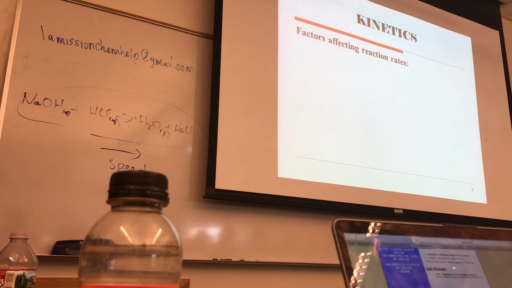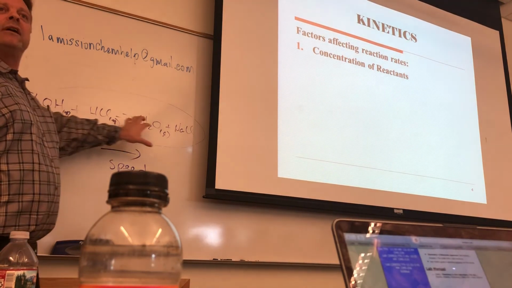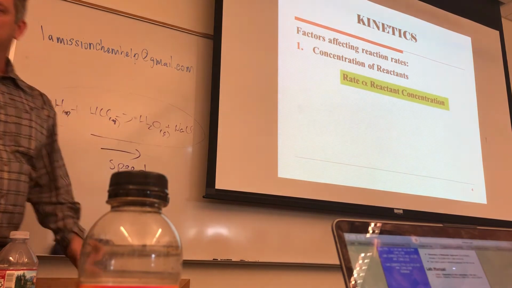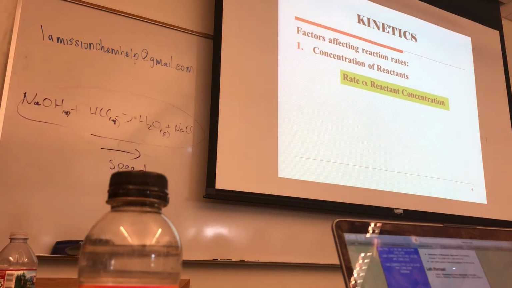So what kinds of things affect kinetics? I think we talked a little bit about it. The concentration, right? The higher the concentration, the more of this, it's going to speed it up. It's going to happen faster. So the rate is proportional to the reactant concentration. Is it related to the product concentration? No. Well, actually, both of them, because if you have.